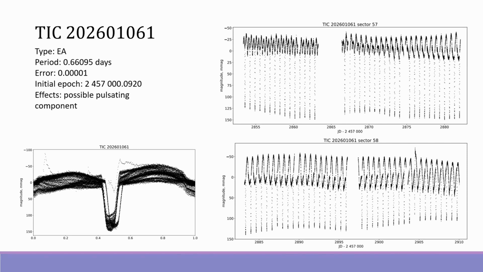Moreover, this star has interesting effects. The shape of the light curve is rapidly changing over time. It can be seen from the two examples of the light curve from sector 57 and sector 58, which possibly indicates the presence of a pulsating component in the system, even though if it exists, it should have no short periodic pulsation, as is seen from the light curve and phase. However, the pulsations are not visible on the periodogram as well.